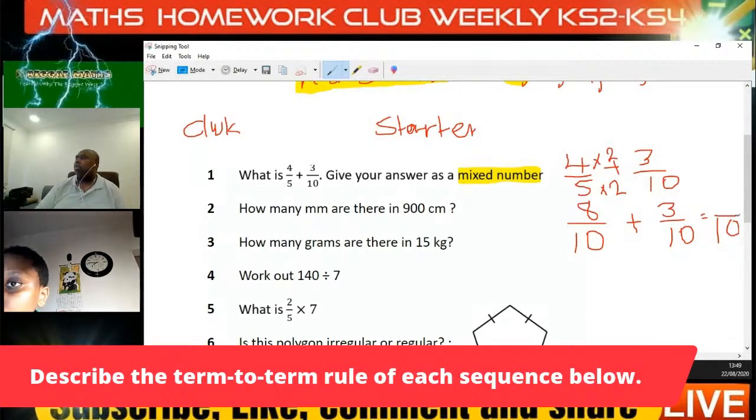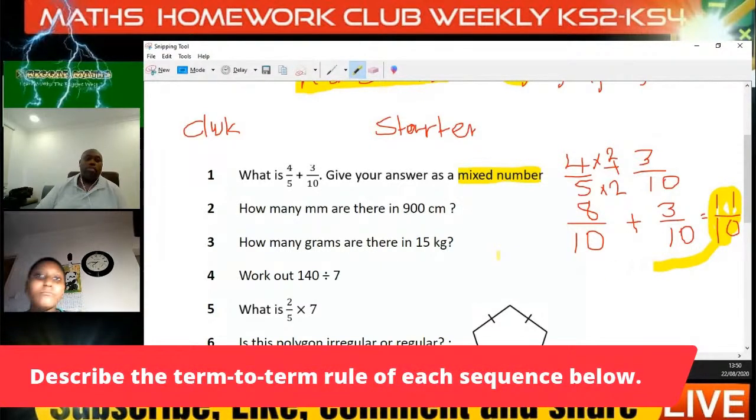So now this is 8 add 3. What's 8 add 3? 11. Okay, well done. Now, this fraction here is known as a top-heavy fraction. So we need to turn this into a mixed number.